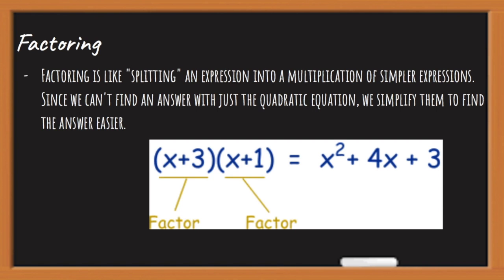The next way to solve a quadratic equation is by factoring. Factoring is like splitting an expression into a multiplication of simpler expressions. We use this way to solve a quadratic equation that cannot be solved as it is. We will simplify them and then solve. Here is an example of factoring. X squared plus 4x plus 3 can be simplified into x plus 3 times x plus 1.